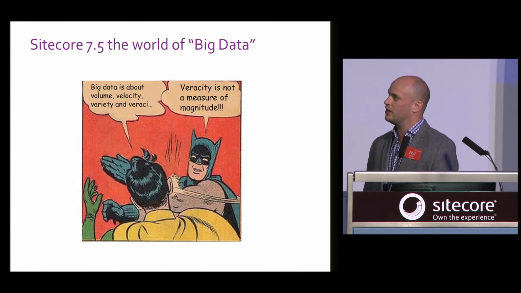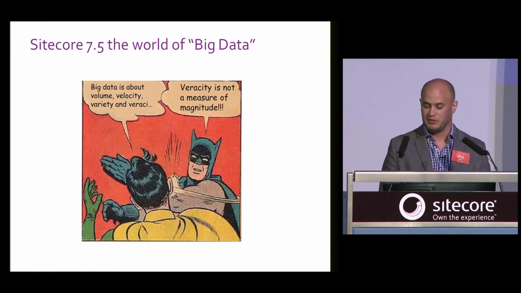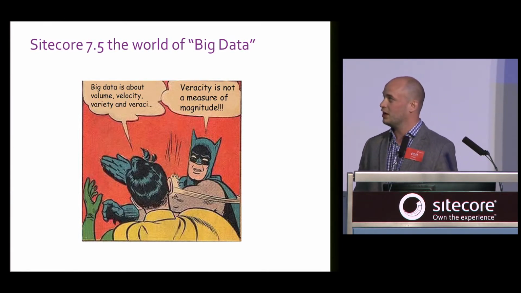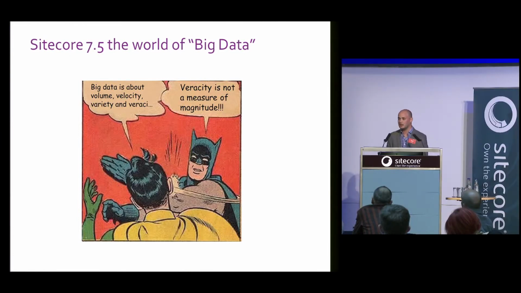Gartner use a model to define big data as the 3 Vs: volume, velocity, and variety. Some people, like Robin here, have tried to tag on veracity, which is the truthfulness, accuracy of data collection. And as you can see, Batman is not particularly happy with that. And he's given Robin a slap to say it's not a measure of magnitude.